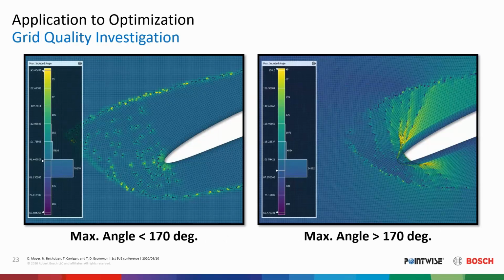Well, we actually loaded every grid into Pointwise and examined the quality using a very inexpensive grid quality metric called the maximum included angle that's computed per element. And if it violated the threshold, it became a candidate for remeshing.